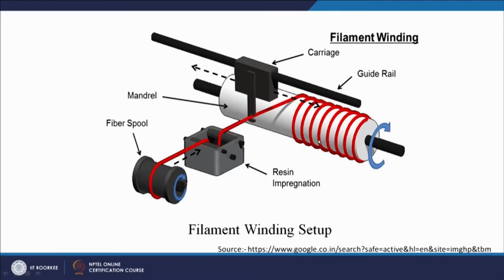So let us now see the movements. First movement is the rotation of the fiber spool or creel. Second movement is the movement of the fiber. Third movement is the movement of the carriage.